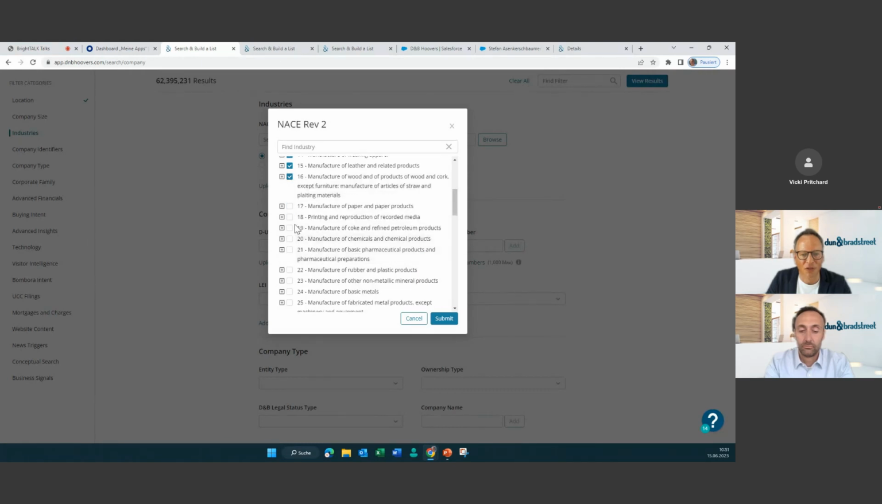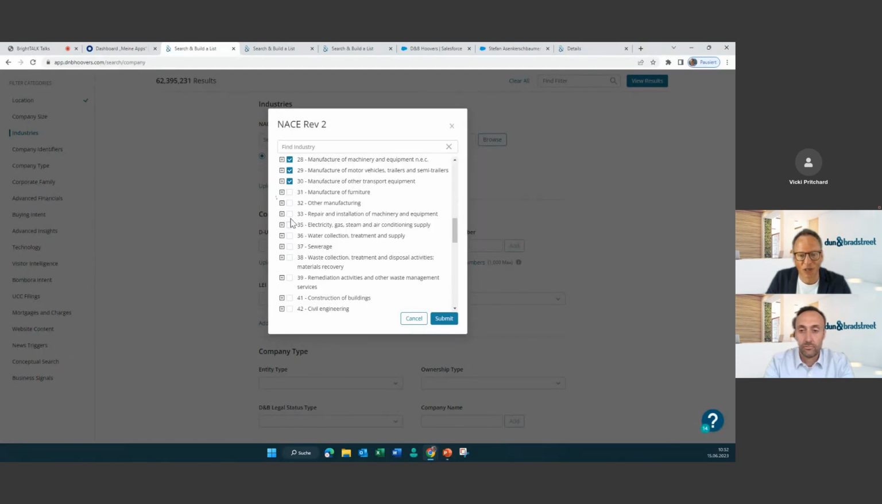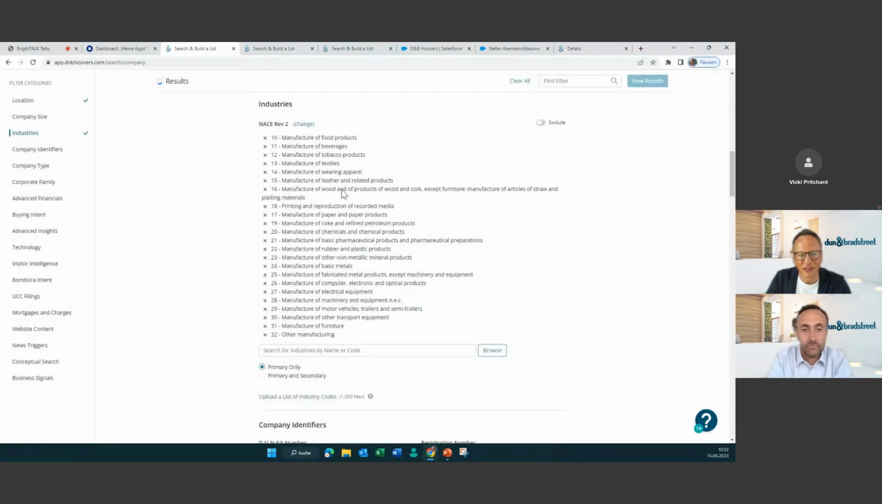Let's go from these NACE codes. NACE is French for Nomenclature d'Activité Commerciale Européenne. So it's just a classification code. And selecting the industries reduces it to 3 million companies. Way too much for me.